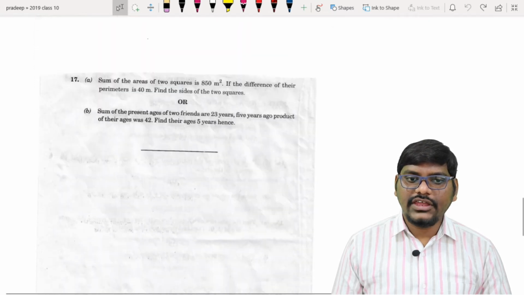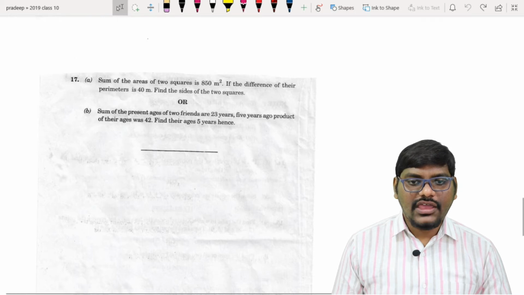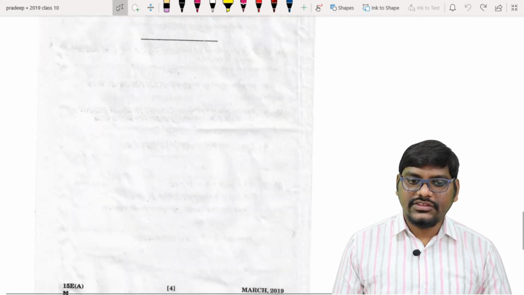17th one, the sum of the areas of two squares is 850 m². If the difference of their perimeters is 40 m, find the sides of the two squares. The sum of the present ages of two friends is 23 years. 5 years ago, the product of their ages was 42. Find their ages 5 years hence.